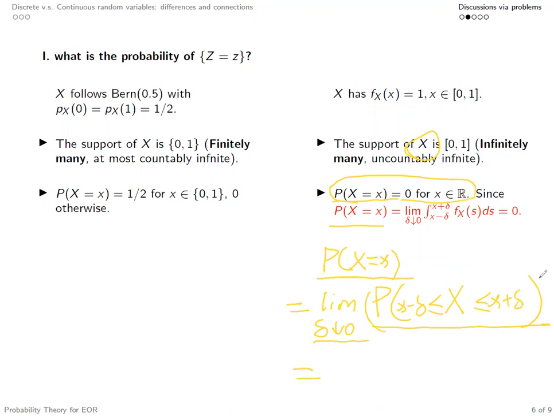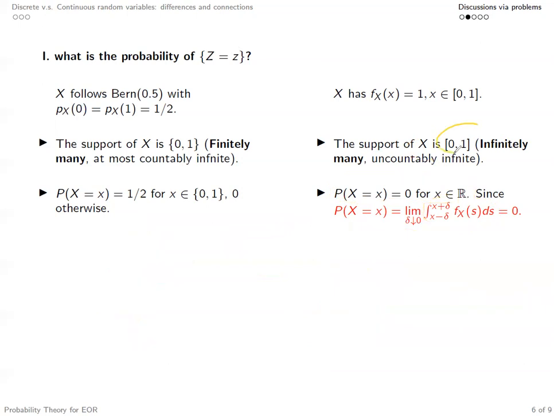And how do we calculate this one? This one is simply the limit of this integration, so it's always 0. Or you can directly write down the integral value if we integrate from x to x with this density. According to the Riemann integral, we also know it is simply 0. So there are so many numbers within the support of this continuous random variable that the probability of X picking up one exact number is always 0.